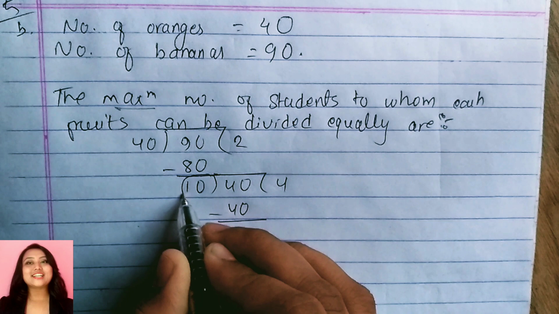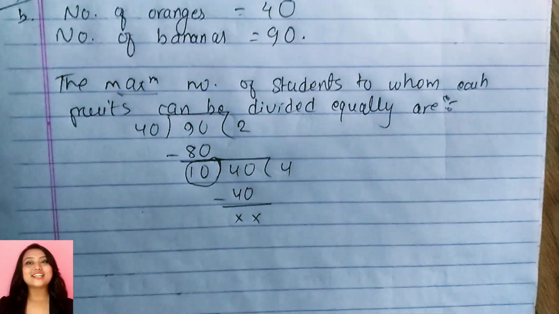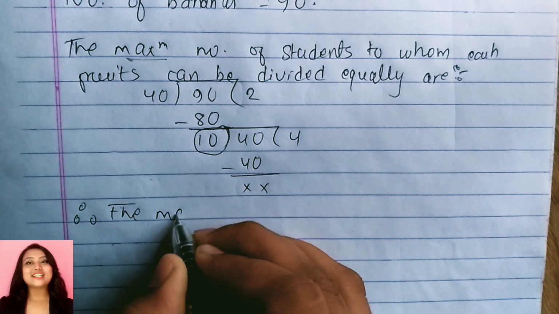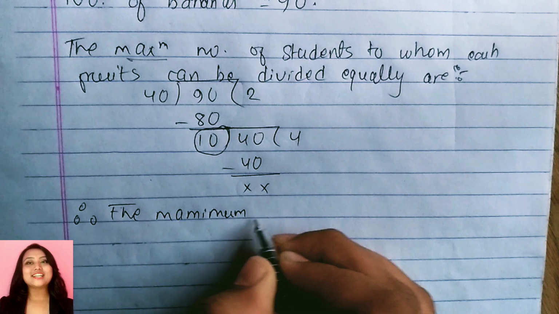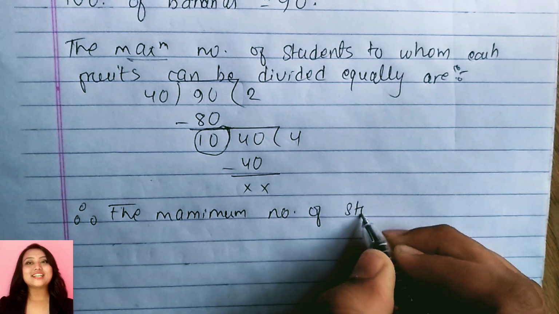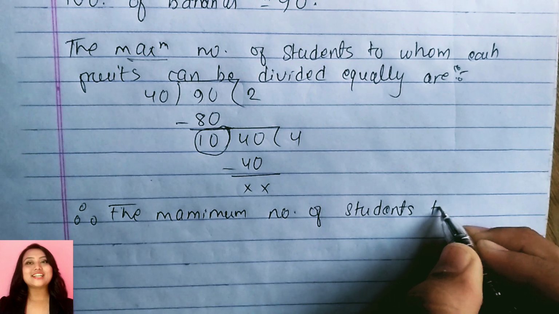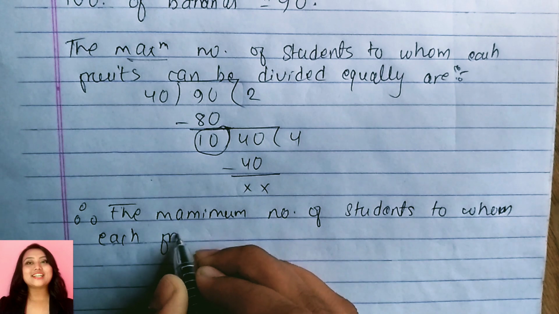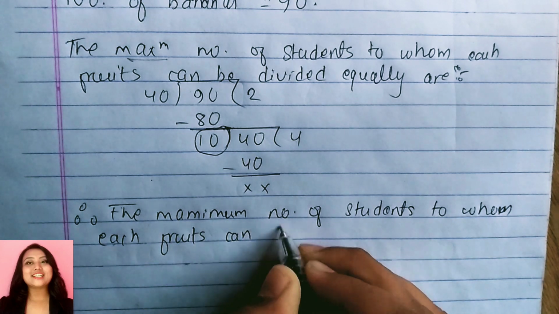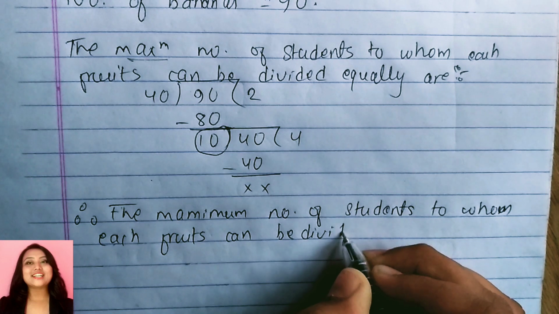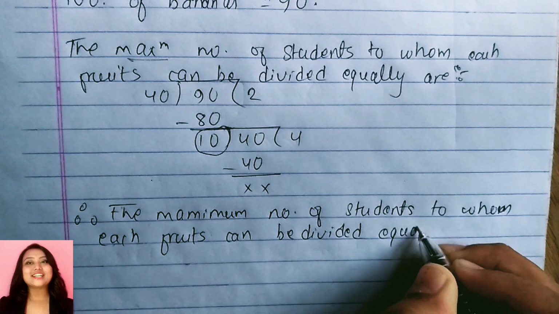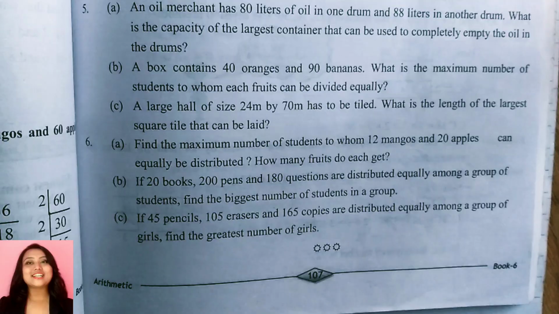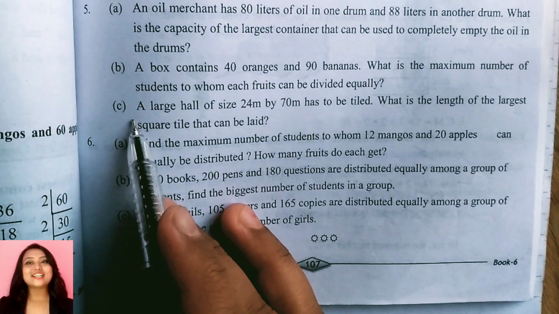So here 10 is the maximum number of students, hence now you have to write in the conclusion as well. Hence the maximum number of students to whom each fruit can be divided equally is 10. Now you can see the question C is also very similar.